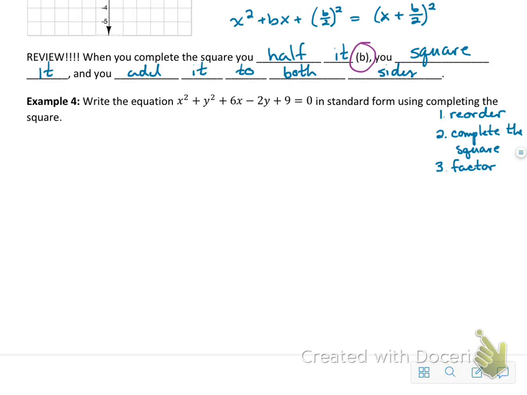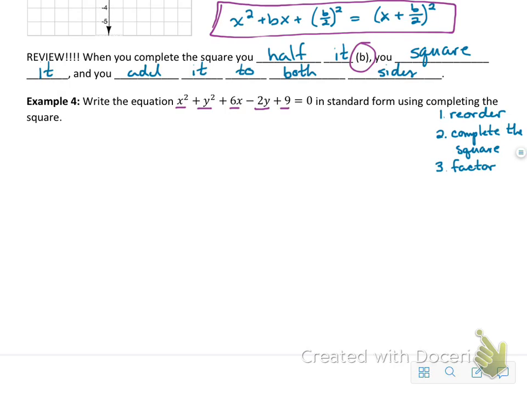Okay, because we're talking about that b. So basically, you have this formula that's at the top of your screen. Okay, x squared plus bx plus (b/2)^2, that becomes (x + b/2)^2. So let's go through this process, and maybe that'll jog your memory about how to complete the square. Well, the first thing we want to do whenever we're solving or rewriting these is to reorder. Because if you look at your equation, you have x squared, y squared, 6x, 2y, and then a 9.